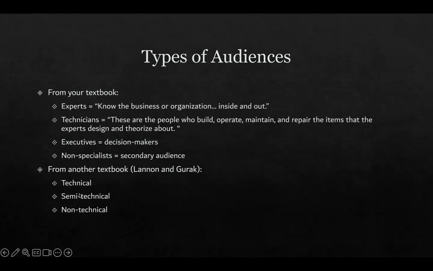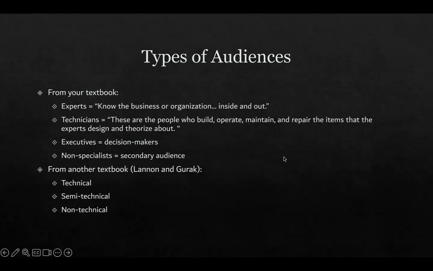Executives are your decision makers, and so where technicians need to know exactly how to build, operate, and maintain things, sometimes executives need different types of information, such as the profitability of an object or how cutting edge it is, and so that might require a different kind of communication from an expert to a technician in the sense that the executive might not have to know everything inside and out. They just need to know what choices can be made given the information.